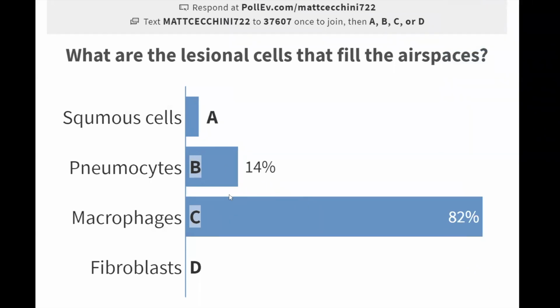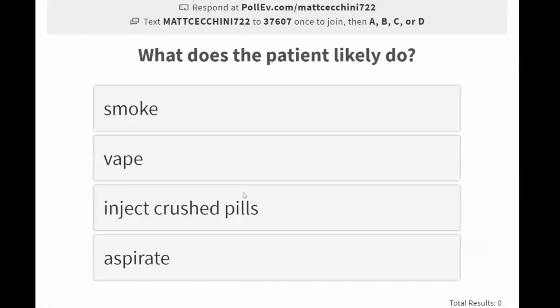Good job. So these are, despite the name of desquamative interstitial pneumonia, that's a misnomer. And that comes from before they realized that these are actually macrophages, when we had the use of immunohistochemical stains. These are actually pigmented alveolar macrophages. They are similar to the macrophages that we see in respiratory bronchiolitis. The difference is they're not just distributed into the terminal airways and distal bronchioles, but they're more expanding and diffusely involved in the parenchyma. And so what does this patient likely do? Do they A, smoke, B, vape, C, inject crushed pills, or D, are they more likely to aspirate?